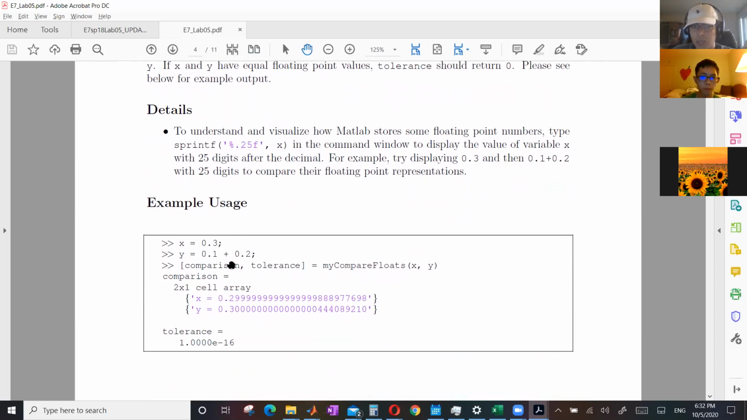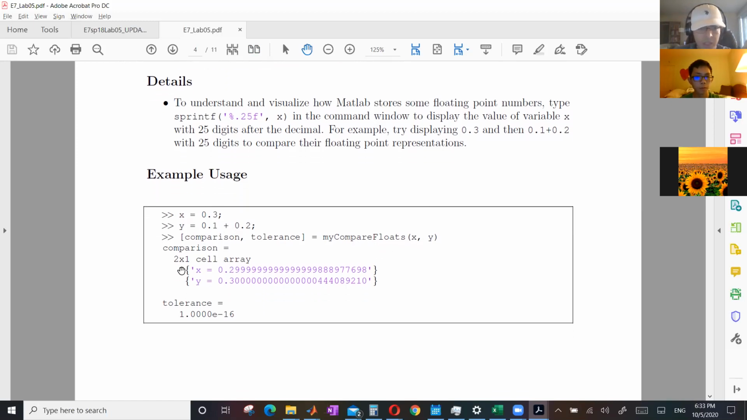So they have x equal to 0.3, y equal also to 0.3, but after arriving to it through the summation of 0.1 and 0.2. The function will compare those two numbers, and the comparison will be a 2x1 cell with this format, and the tolerance will be the order of magnitude within which both numbers are the same.